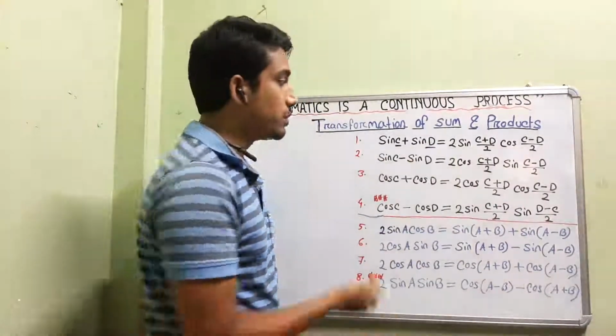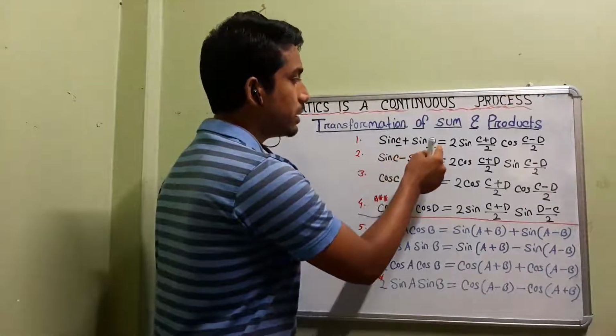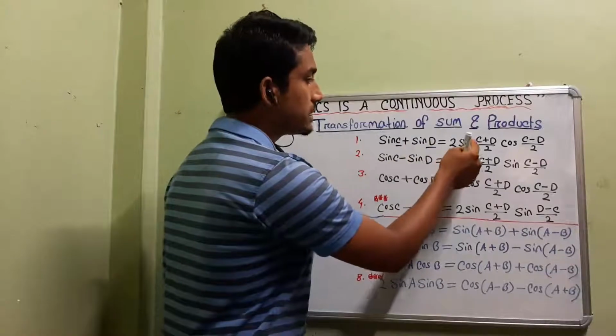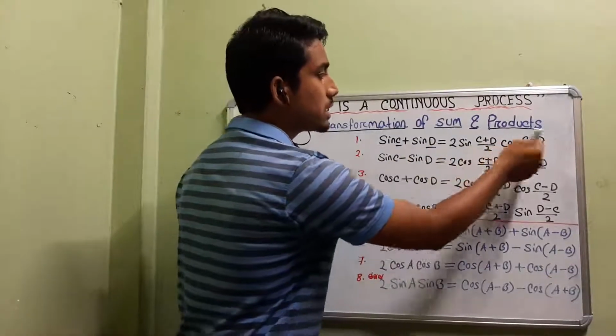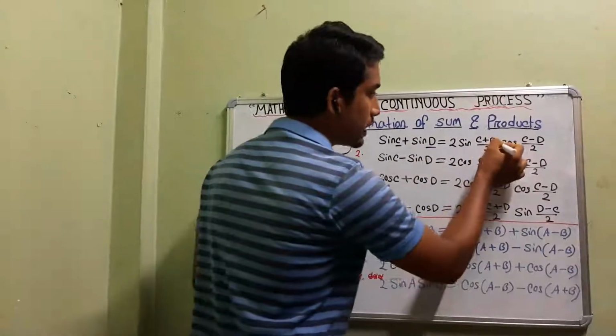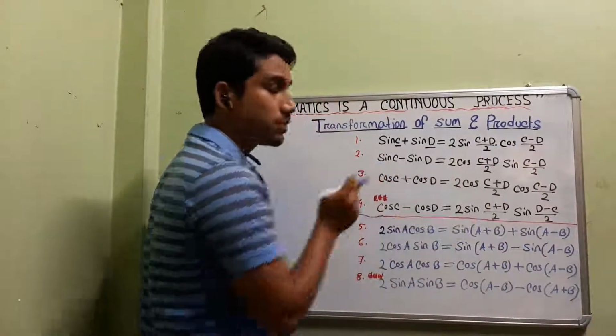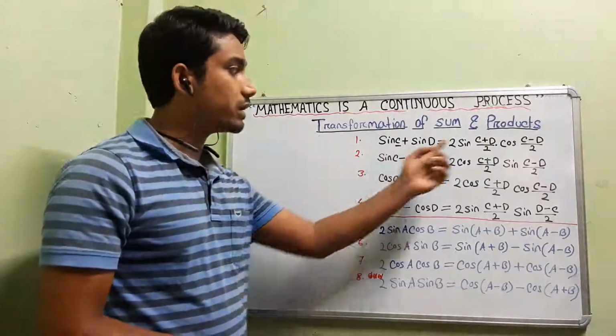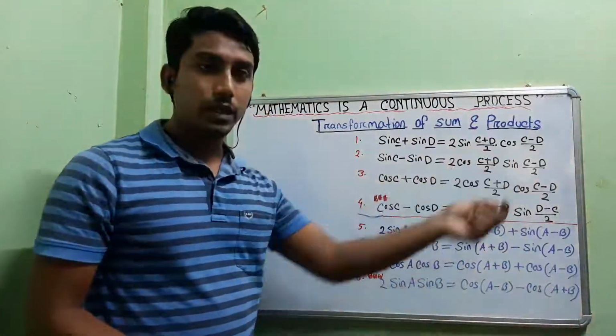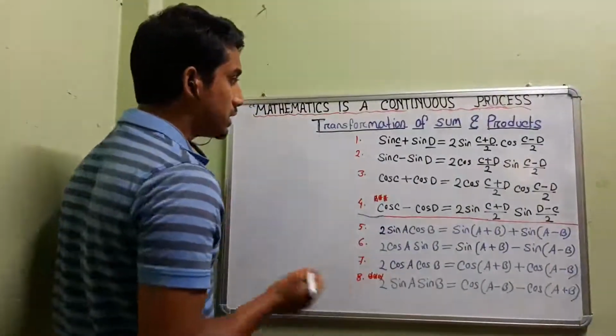So how to transform? sin c plus sin d will be equal to 2 sin (c plus d by 2) cos (c minus d by 2). We can see that between the two trigonometric functions there is now a product, but before that there was a sum. Now we have converted it into a product by this formula. So let us see how it is working.